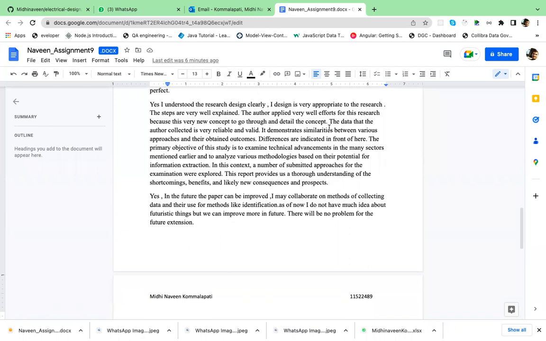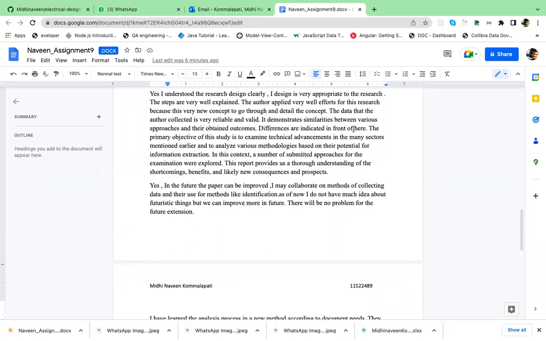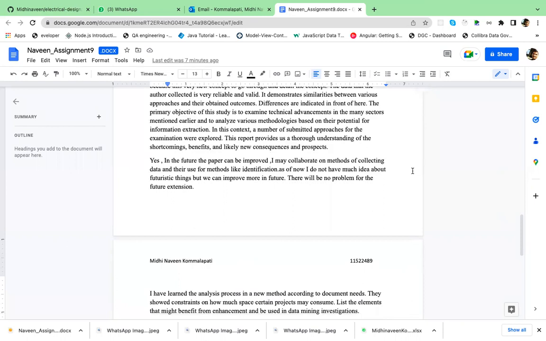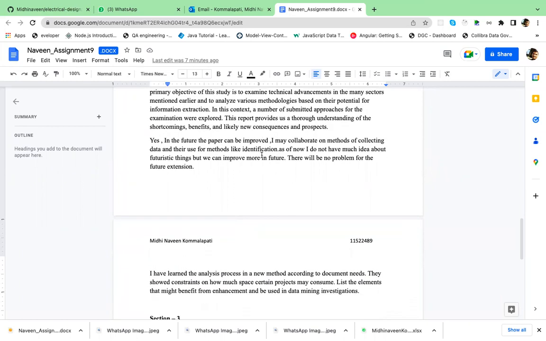The data that the author collected is very reliable and valid. It demonstrates similarities between various approaches and the obtained outcomes. Differences are indicated here. The primary objective of the study is to examine the technical advancements in the main sectors mentioned earlier and to analyze various methodologies based on their potential for information extraction. In this context, a number of submitted approaches for the examination were explored. This report provides a thorough understanding of the short outcomes, benefits, and likely new consequences and prospects.